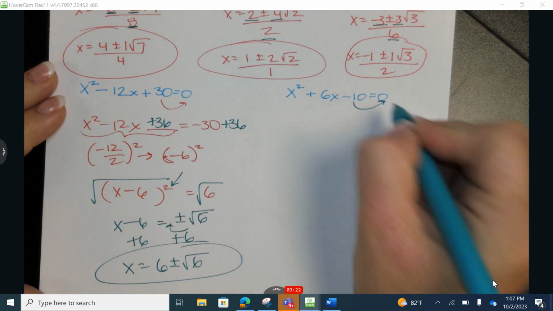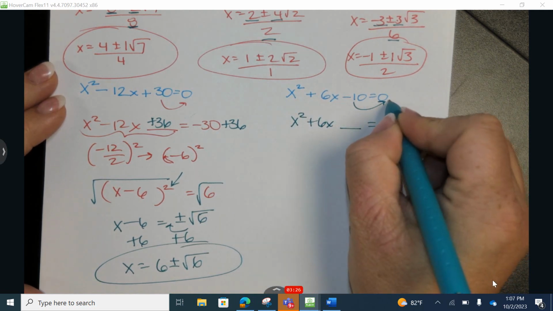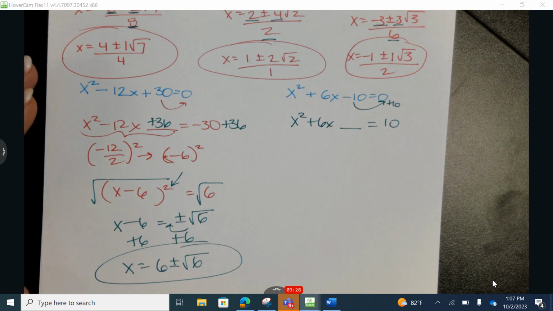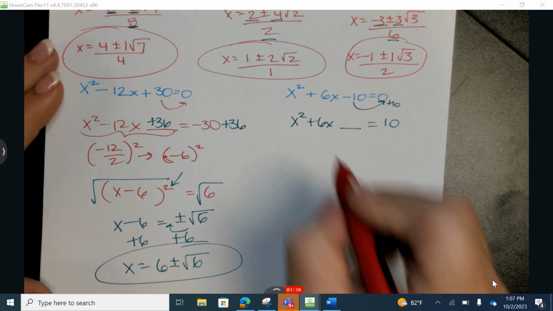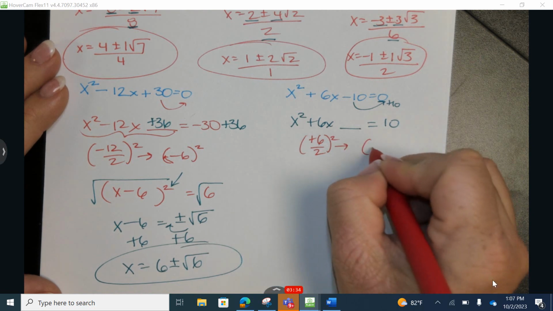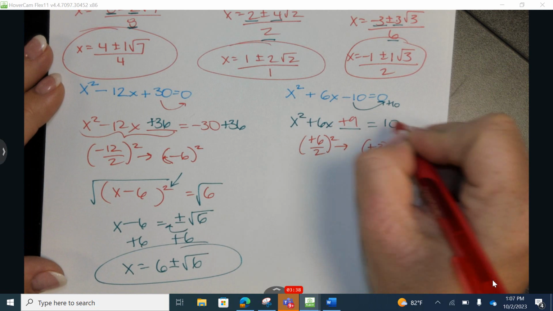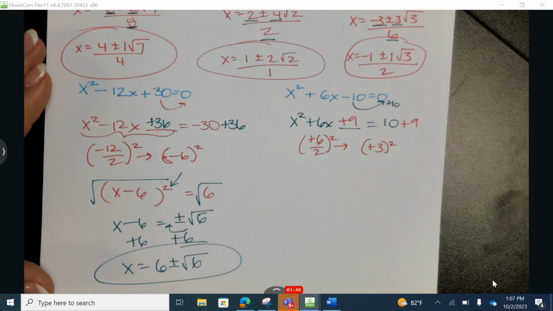Again, let's start by moving this to the opposite side. So I have x squared plus 6x. Now when I move 10 over, I'm going to add it. I end up with 10. I take whatever that b value is, with the plus sign, I divide by 2 and square it. 6 divided by 2 is 3. I square 3 to end up with 9. Whatever I add to the right, I must add to the left.